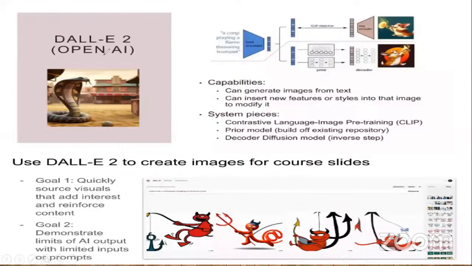DALL-E 2 is provided by OpenAI, right? It can generate an image from text, right? It can generate an image from text. Also, it can give you a new feature out of an old image, and it works on some kind of concept which I will be talking about shortly, right?